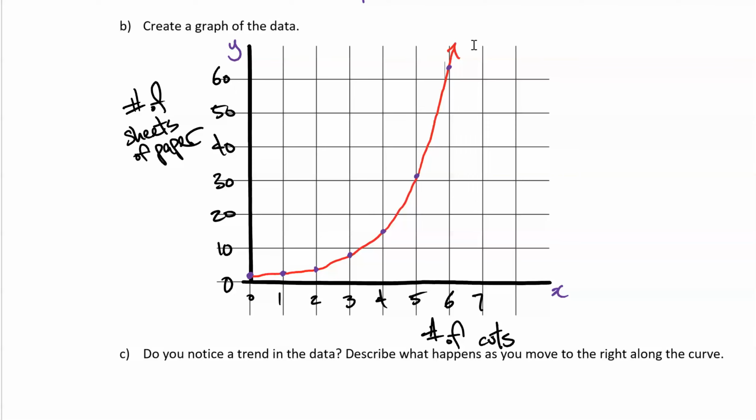So just a quick question. How far will the graph continue going this way?